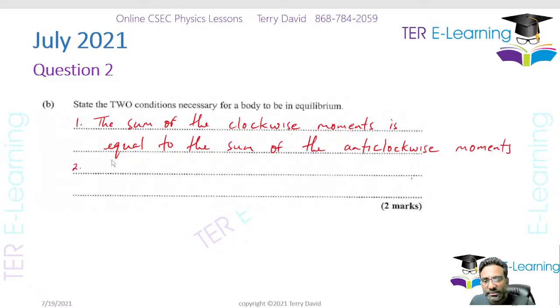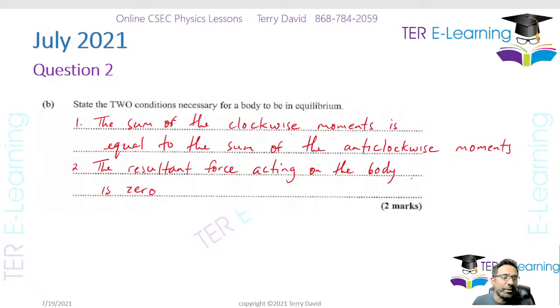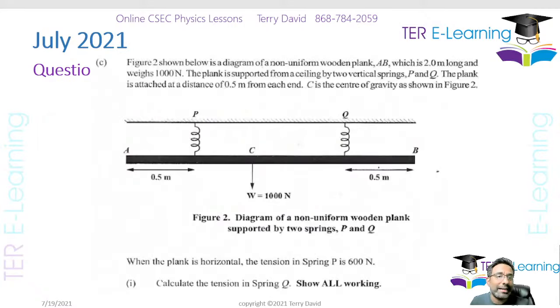My second condition is the resultant force acting on the body is 0. This is not the first time we've asked this question. 2 conditions for equilibrium. These are my 2 conditions. So the resultant force has to be 0 and that's it. So all of these are straightforward. I heard some people say this part they had some trouble with.